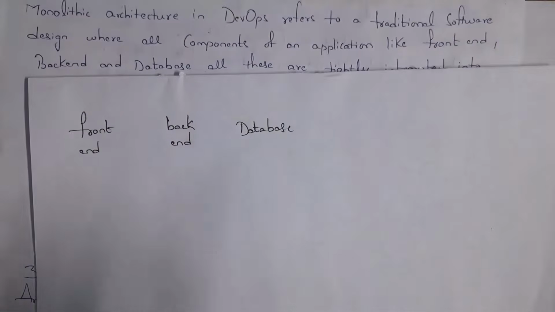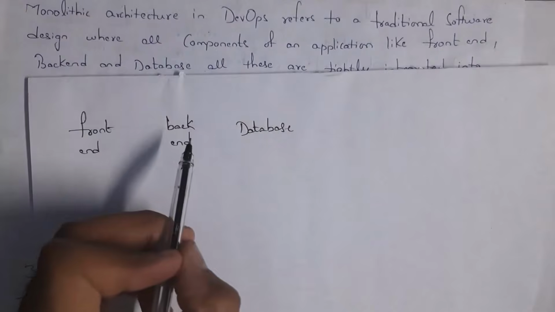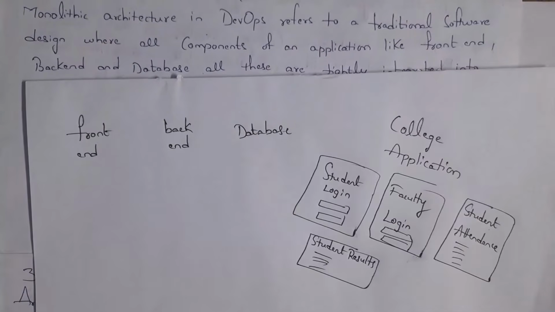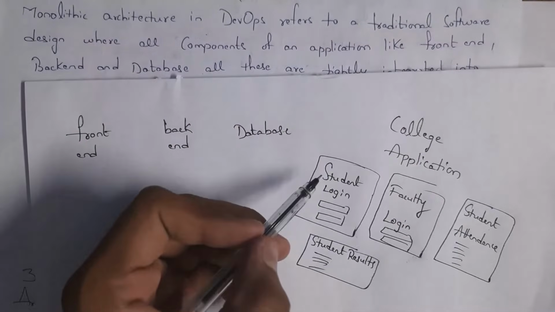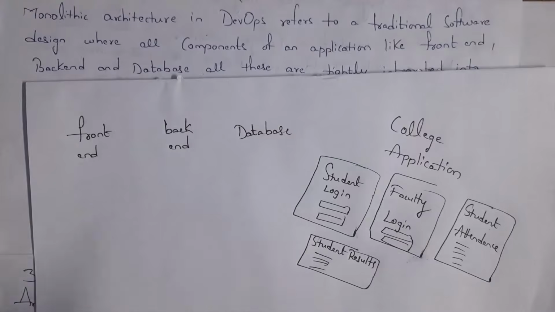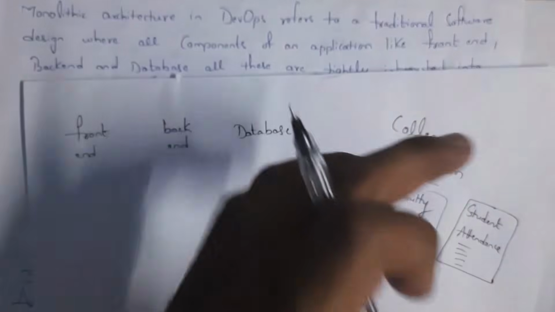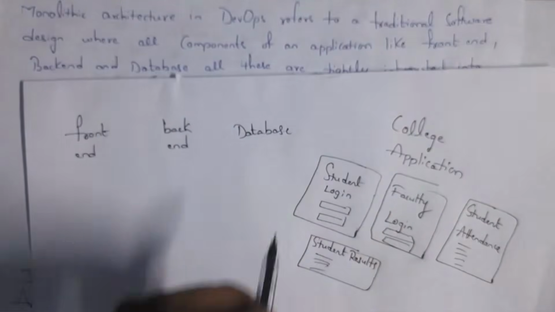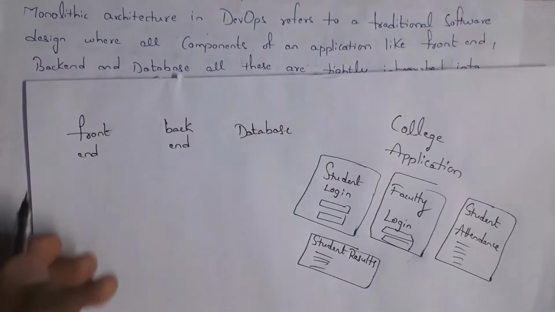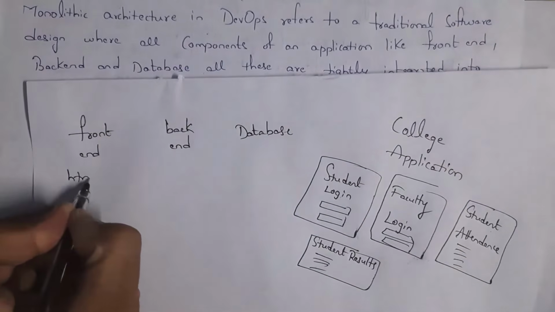Any application contains front-end, back-end and as well as database. For example, I am creating a college application. In that college application, in total I created 4 pages. One page is the student login form, the next one is the faculty login form, the next one is student attendance, and the next page contains student results. So in the college website, whatever you see, we consider it as front end. So basically I created this front end application by using HTML and CSS.